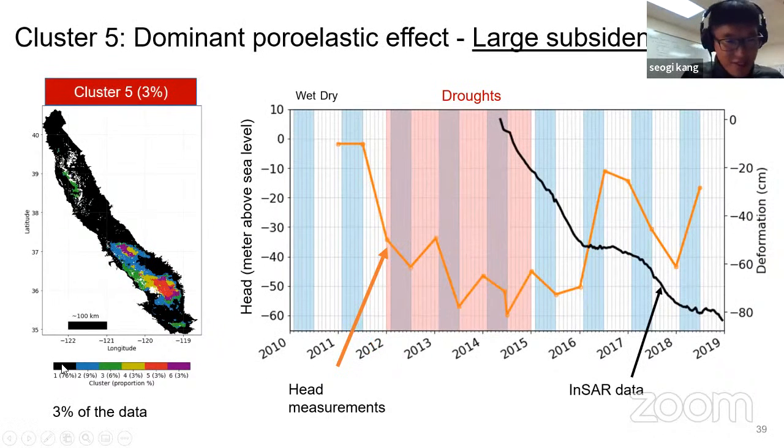Cluster 5 is the red color here, and that was the location where we have seen the big subsidence anomaly. Again, I'm going to start with the head data. The head data oscillates with the seasons, and in the drought period, it generally goes down, and then it goes up. If I look at the InSAR surface deformation data, when the head is going down, it's generally going down, which makes sense.